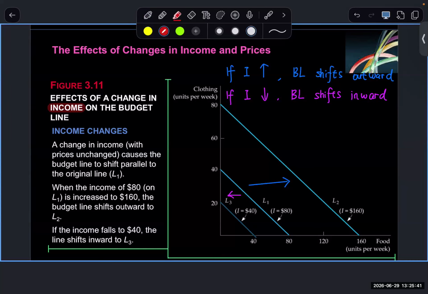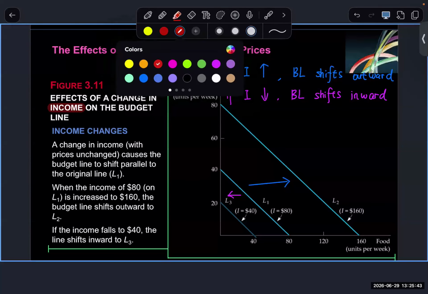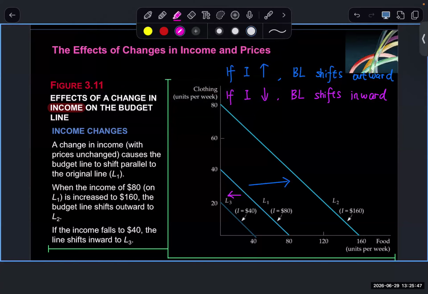Please bear in mind, if income changes, the budget line is going to shift parallel, okay? Shift parallel to the right or left. So here is about change in income.